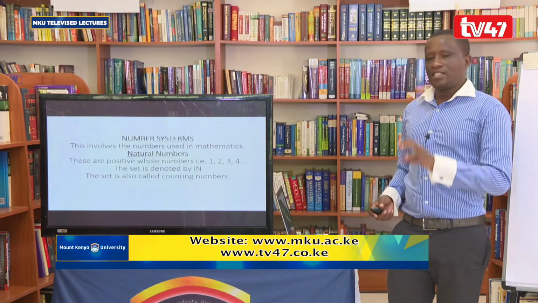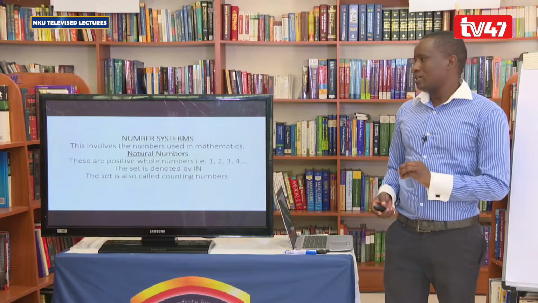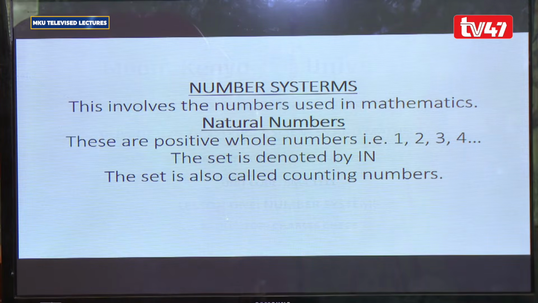So the simplest form of number systems is called the natural numbers. And you can see that number system just involves numbers that are used in mathematics. Now, a natural number, these are positive whole numbers. That set that contains positive whole numbers in mathematics, they form the set of what we call natural numbers. Symbolically, we use the symbol N to represent the set of natural numbers.